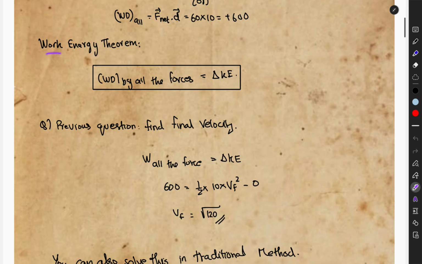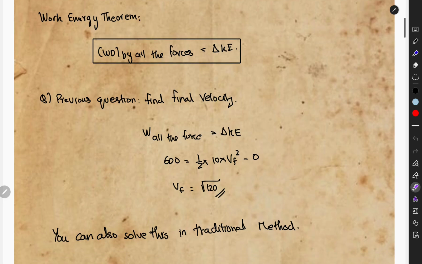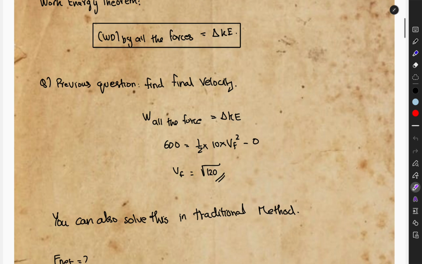The next is the work energy theorem. Work done by all the forces is equal to the change in kinetic energy. So work done by all the forces, which means gravitational force, normal force, and spring force if a spring is there, all the forces' sum will be equal to the change in kinetic energy.